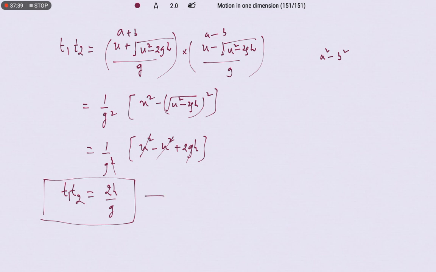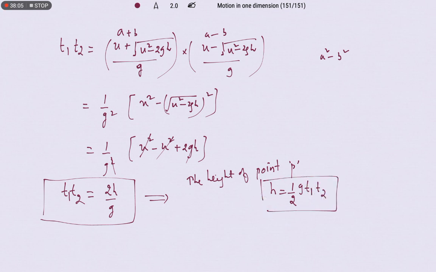Sir, what is the use of this expression? With the help of this expression we are going to find the height of point P. Therefore h is equal to 1 by 2 g times t1 into t2. Right. So with the help of this expression we can also find out the maximum height reached by the object.